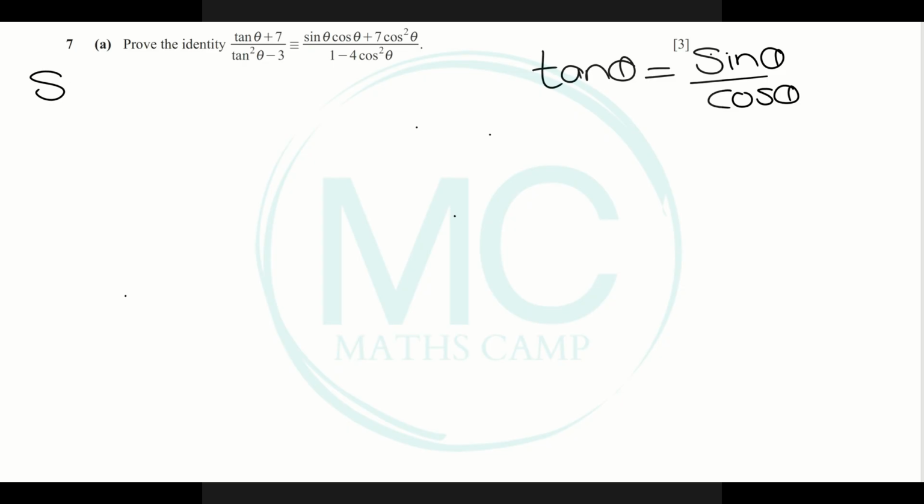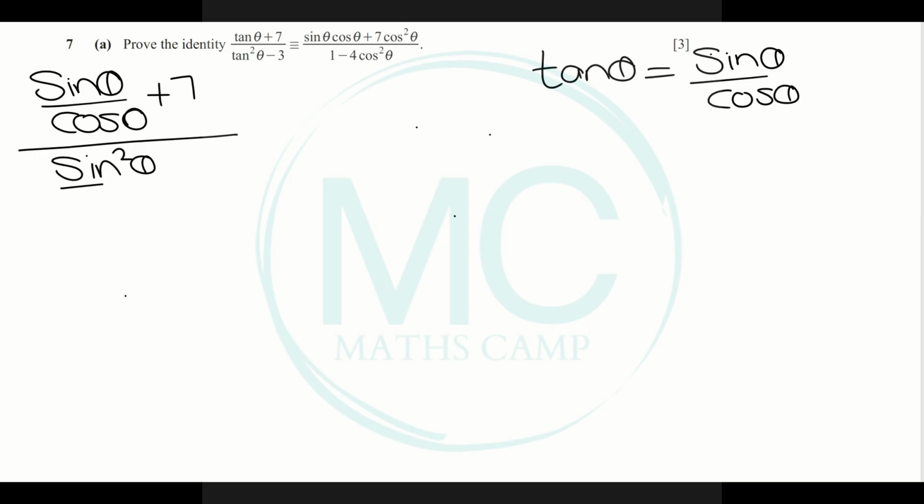So I'm going to say sine theta over cos theta plus 7 all over tan squared theta becomes sine squared theta over cos squared theta minus 3. Now we have not only two terms in both our numerator and our denominator, but we have fractions within fractions, and this can become very complicated. So let's turn the numerator and denominator into individual fractions.